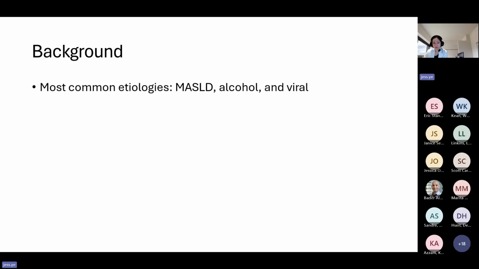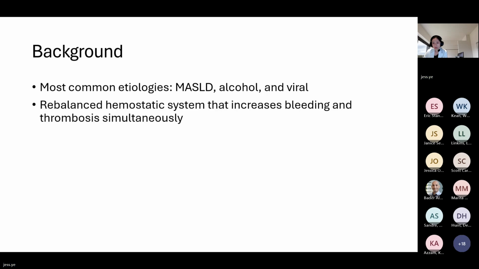All right. So for this talk, liver disease, we commonly encounter them in both inpatient and outpatient setting. The most common etiologies are metabolic dysfunction-associated fatty liver disease, alcohol, and viral etiologies. Historically, we think liver patients are auto-anticoagulated because of their abnormal coagulation labs, but in fact, these patients have a rebalanced hemostatic system that increases their risk of bleeding and thrombosis simultaneously, making them a very high-risk population.